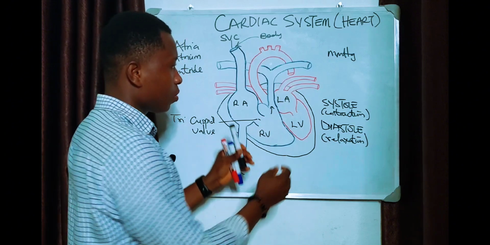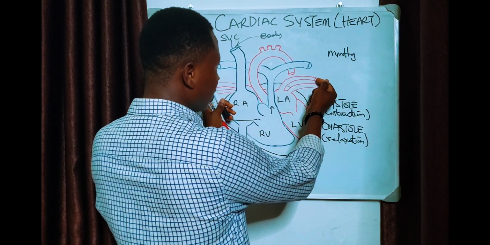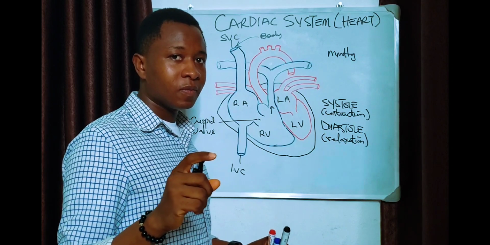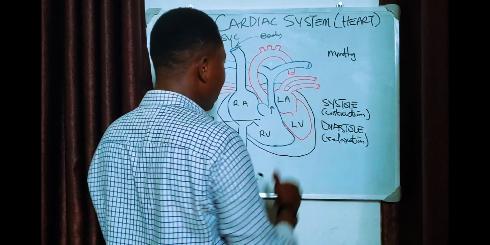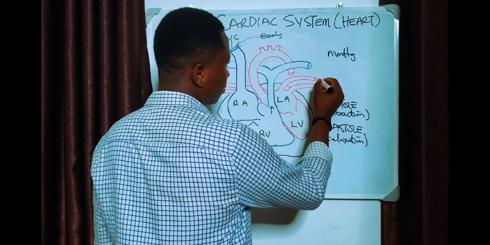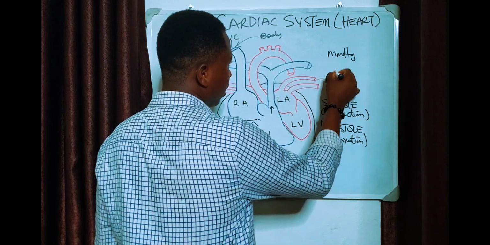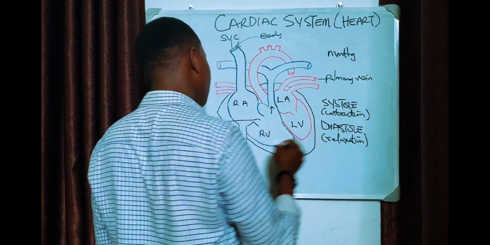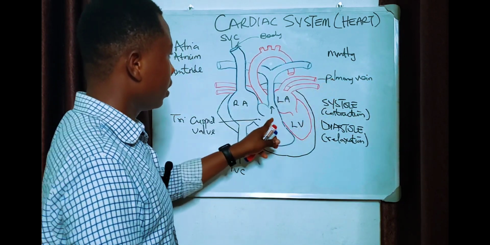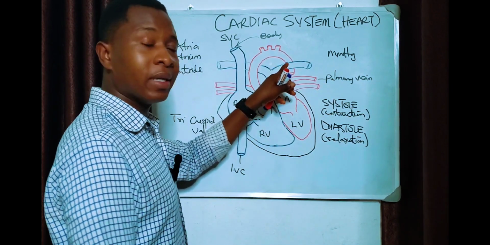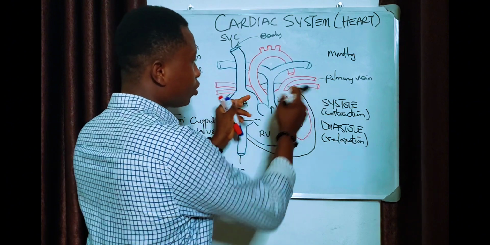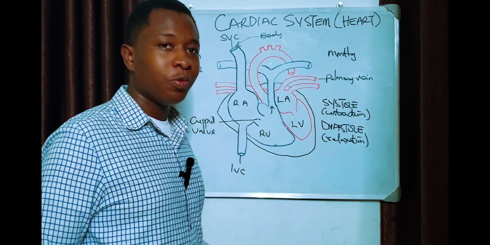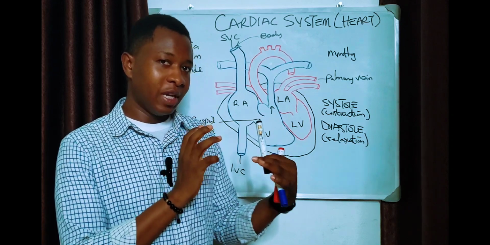All right. So when the oxygenated blood comes in, it comes in through the vein. And this is called the pulmonary vein. The pulmonary vein, the pulmonary artery. Okay. So when it enters through the pulmonary vein, the first place it goes to is the left atrium, which is the upper chamber of the left side of the heart.